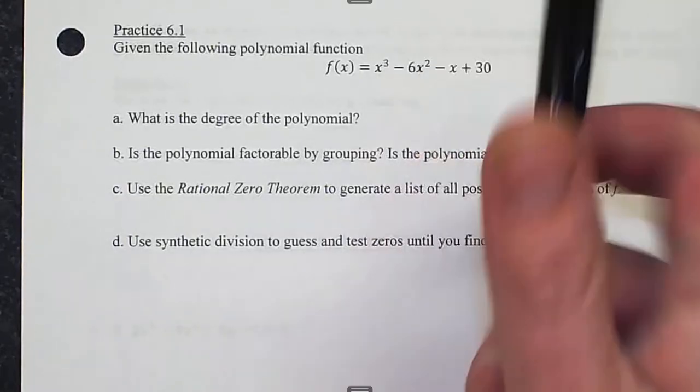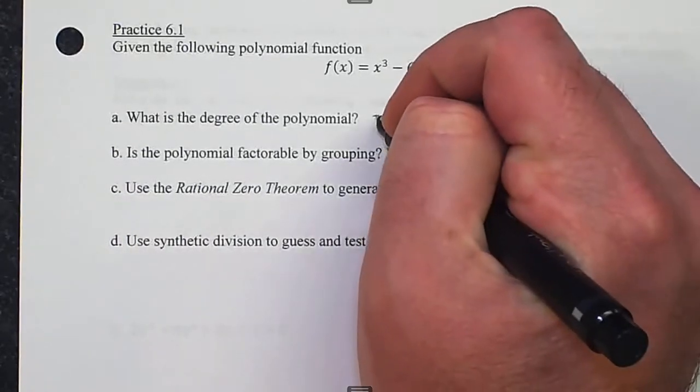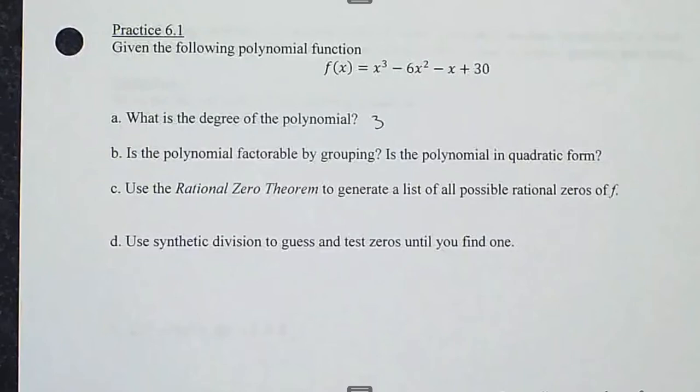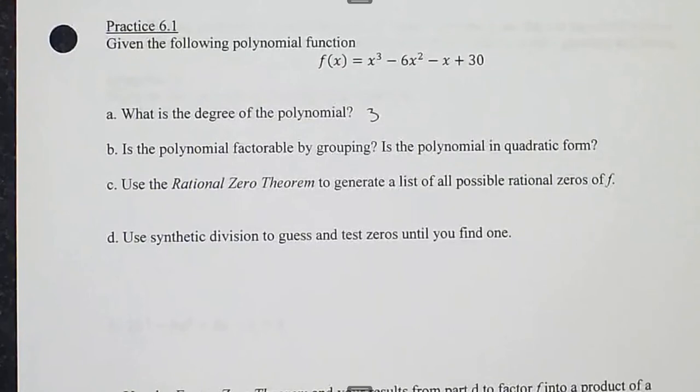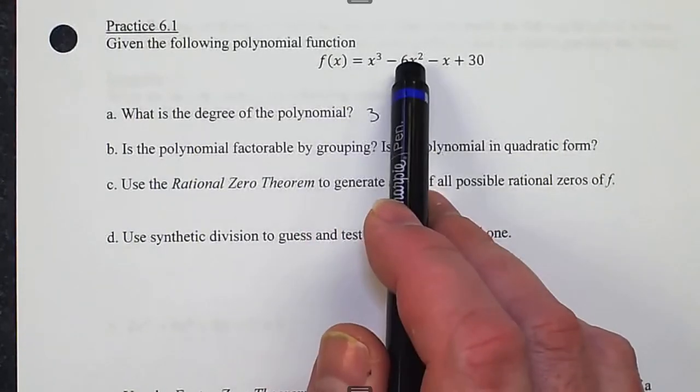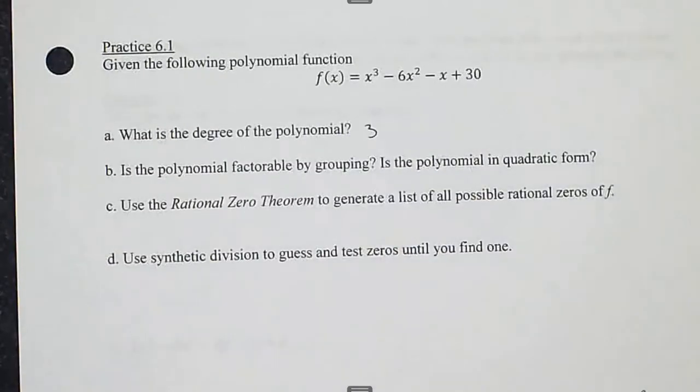What is the degree of the polynomial? 3. Is this polynomial factorable by grouping? Well, maybe you think it is because it's got 4 terms, but it turns out it's not. The ratio would have to be the same from here to here as here to here. If you try and group it, what you end up getting is x minus 6 in one group and x minus 30 in the other. So it doesn't work.